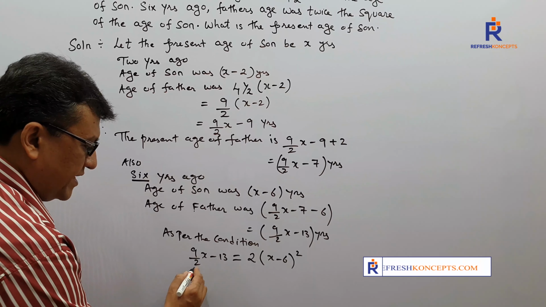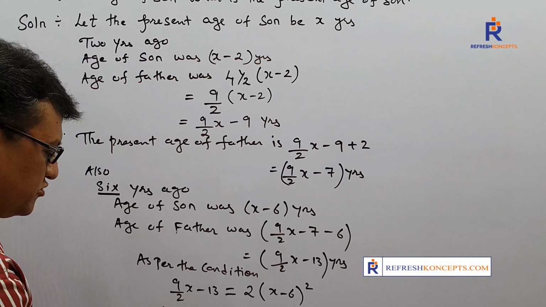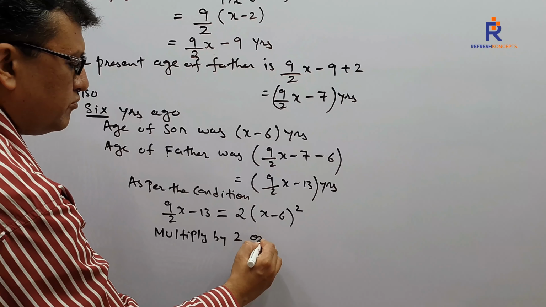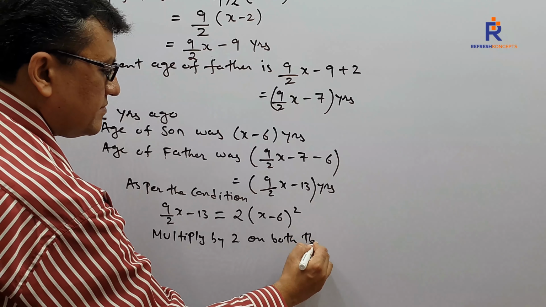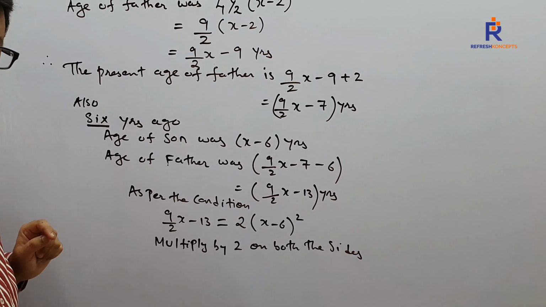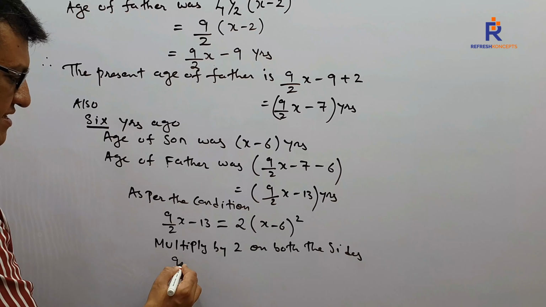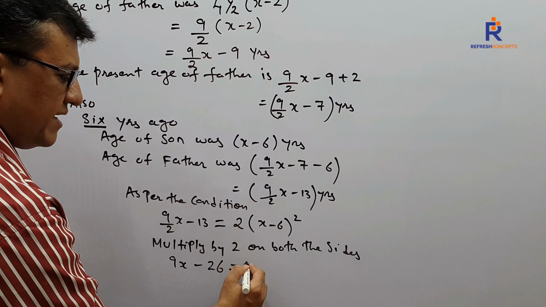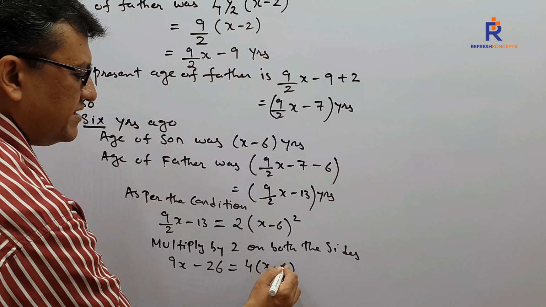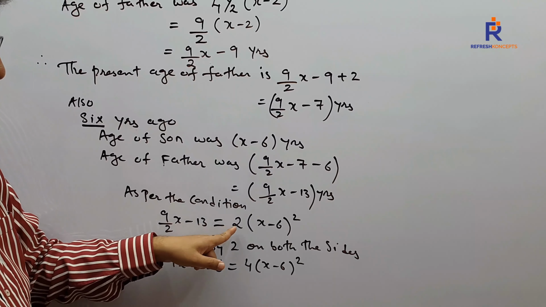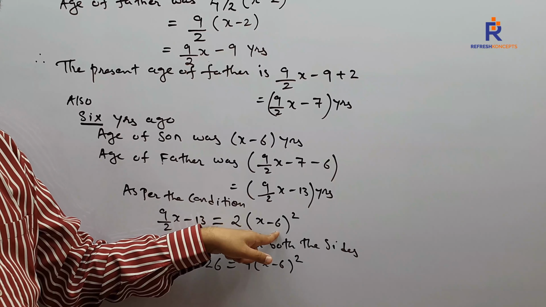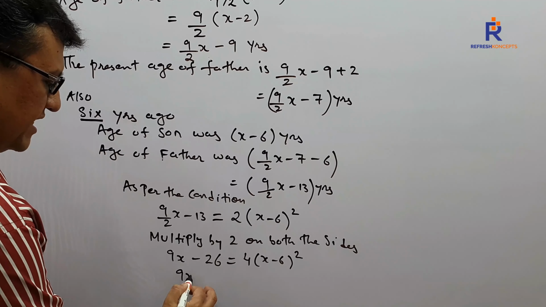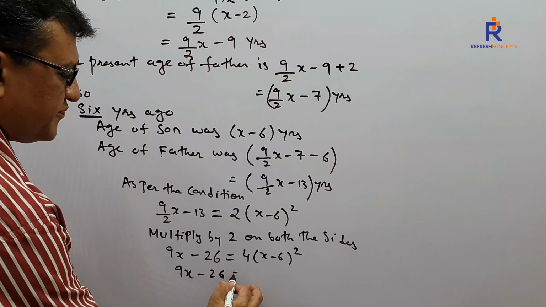Or if you want, you can multiply by 2 throughout. We have 2 here, so we multiply by 2 on both the sides. When I multiply the first term by 2, I'm left with 9x only. When I multiply the second term, minus 26. When I multiply this, I'm left with 4 times the entire bracket, x minus 6 the whole square. Children, this 2 when multiplied here, we did not multiply this separately. Why? Because this is 2 into x minus 6 the whole square, so 2 multiplies here and becomes 4.